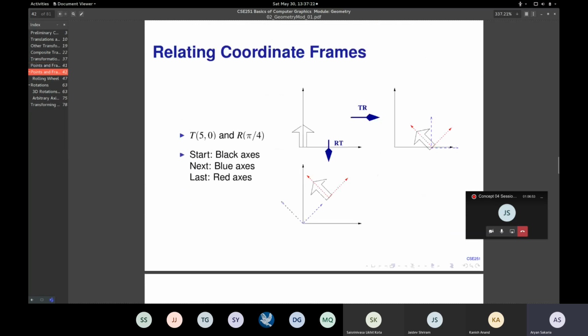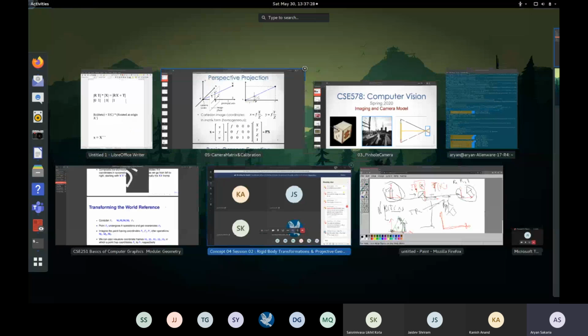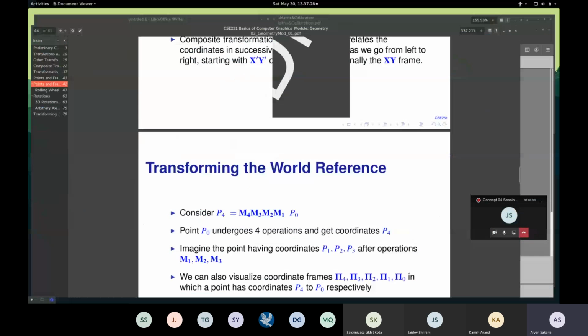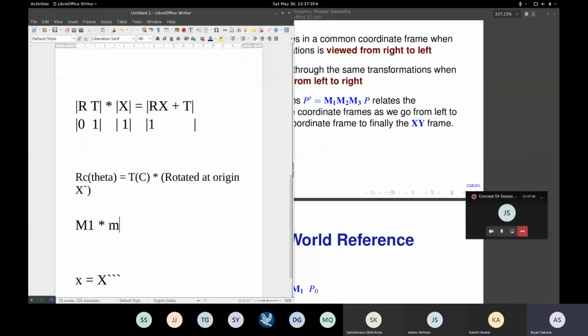Points and frames in general. So you can just stack up composite transformations, right? If you have transformation M, you can just stack it with transformation M2, M3, and you can do multiple things.